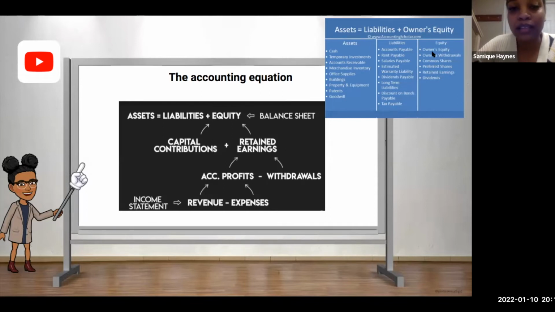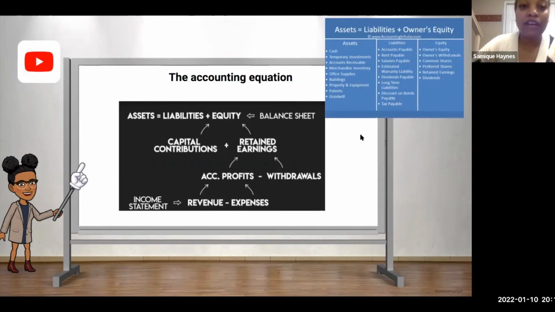So not only can the owners give the business money, but they can also take money out of the business, and that's called owner's withdrawals or drawings. Retained earnings, I talked about, and dividends. All of these different terms, you will be seeing them throughout this course, okay?